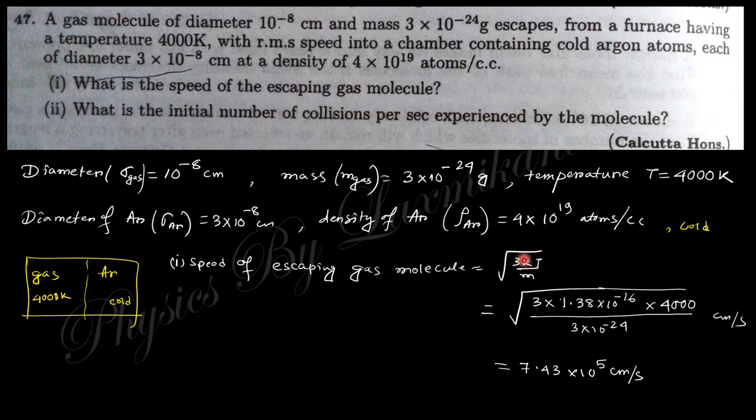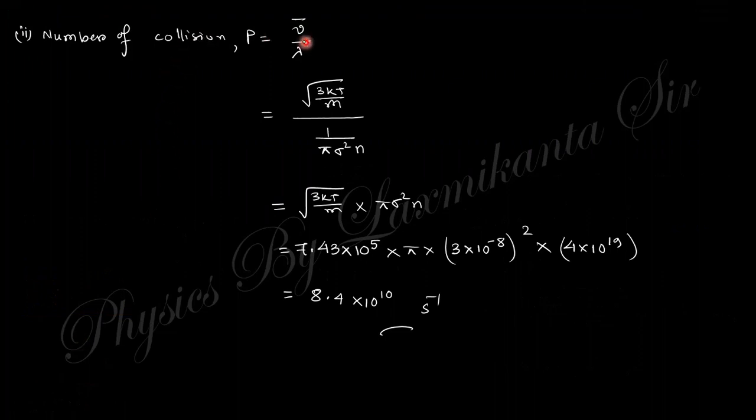If you take this RMS velocity, if you take the average velocity, this expression will be 8 kt by pi m. Otherwise, if you take this, it is 3 kt by m, so this is 3 kt by m. So this answer will be the speed. Okay. And the next portion is what will be the initial number of collisions a particle experiences, that is the collision probability, that is velocity average by lambda.